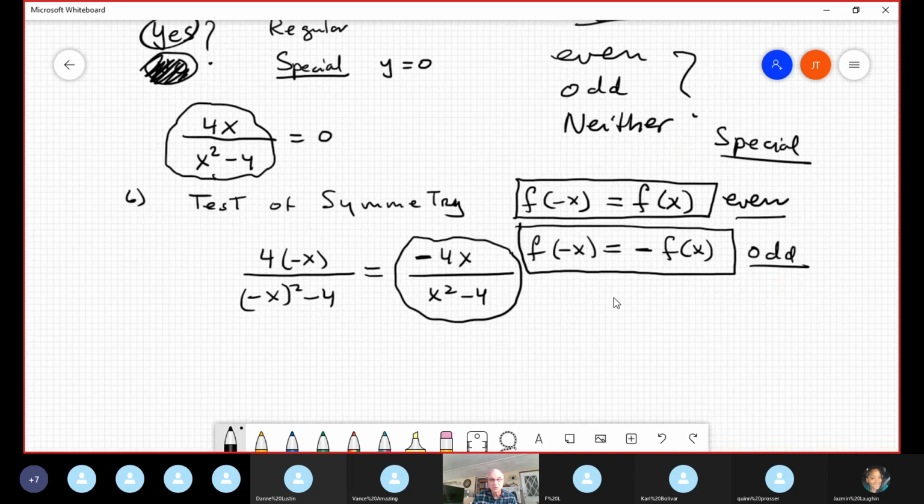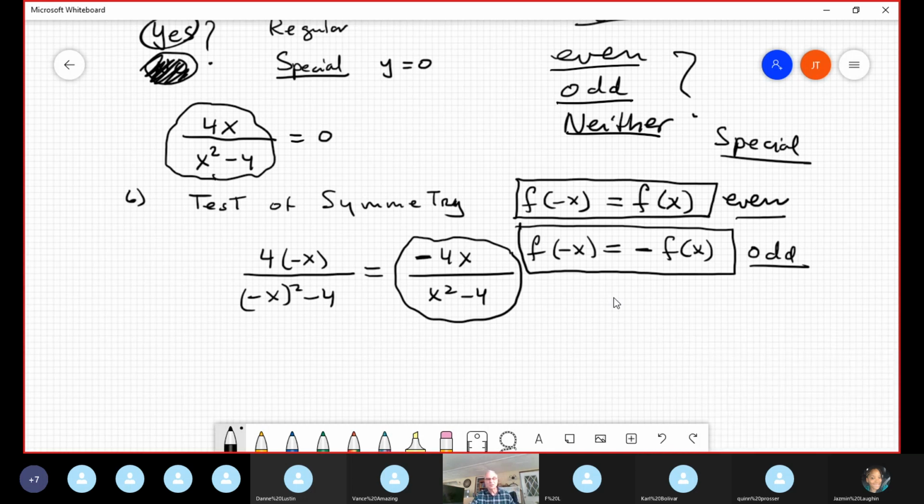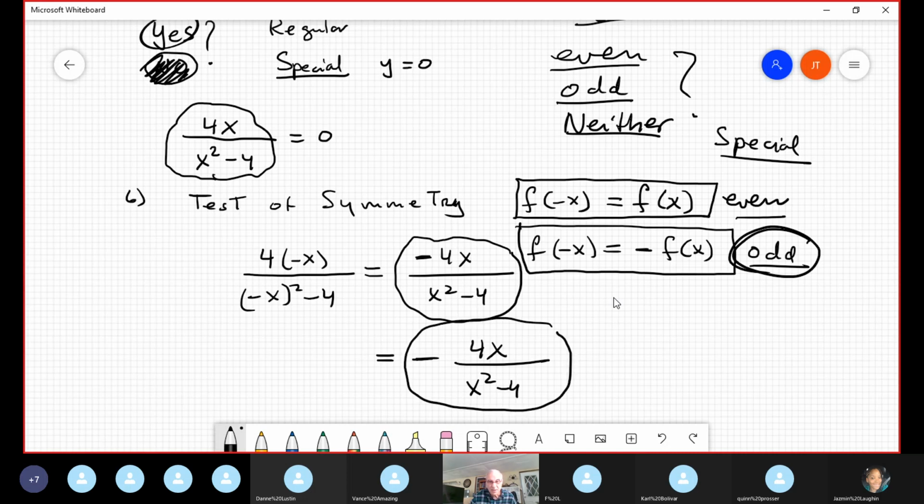So, one more time, I ask you, is it even, odd, or neither? Opinion. It's neither. Randy says it's neither. Randy, does everyone agree or disagree that it's neither? No, it's odd. Okay, look. It's odd. Why is it odd? Because look at that. This minus we can write like that: minus 4x over x squared minus 4. These are equivalent. It's the same thing. You put a negative in the top or in the front.